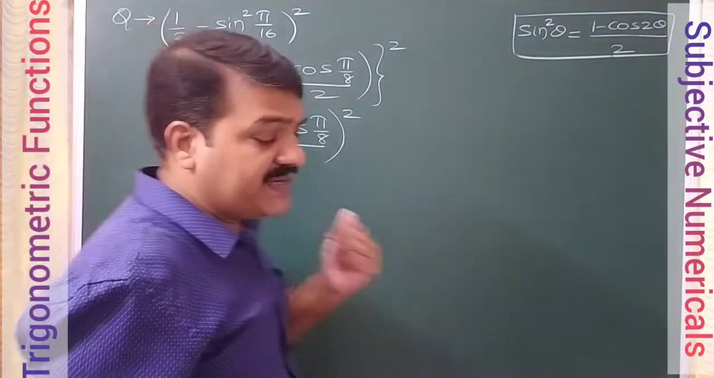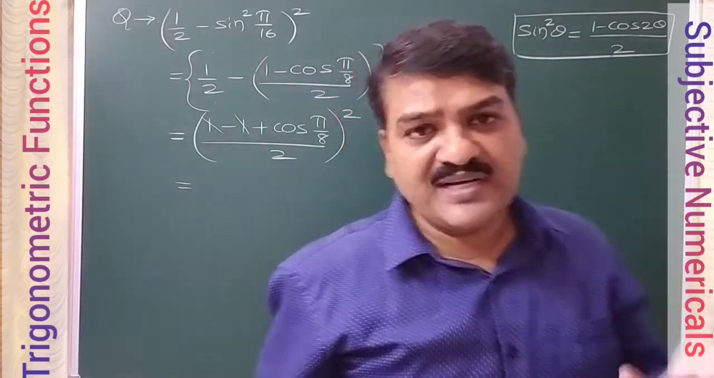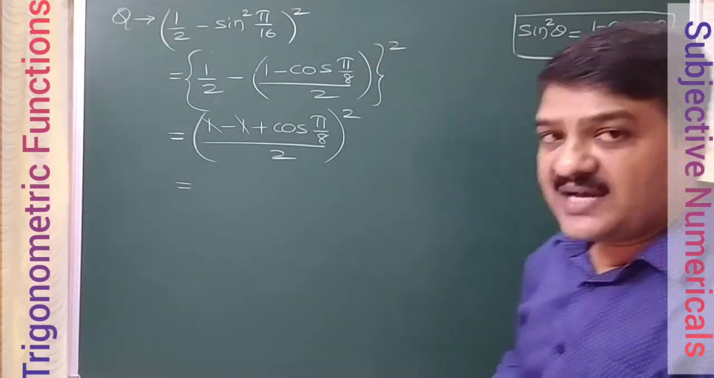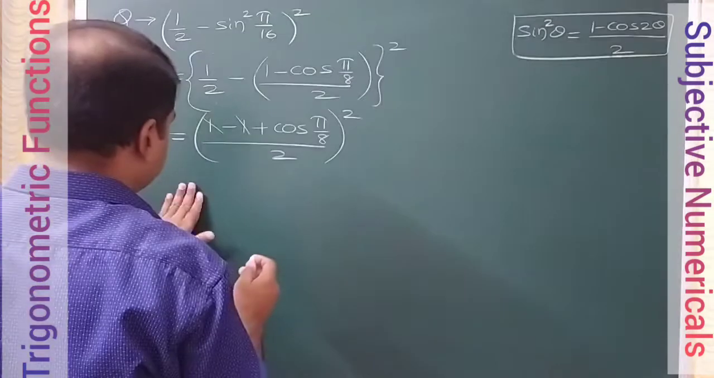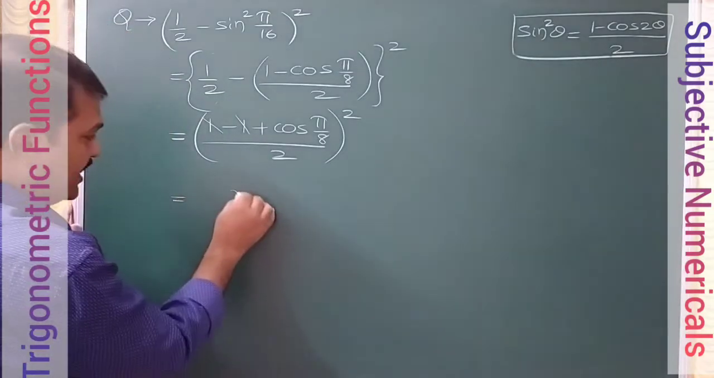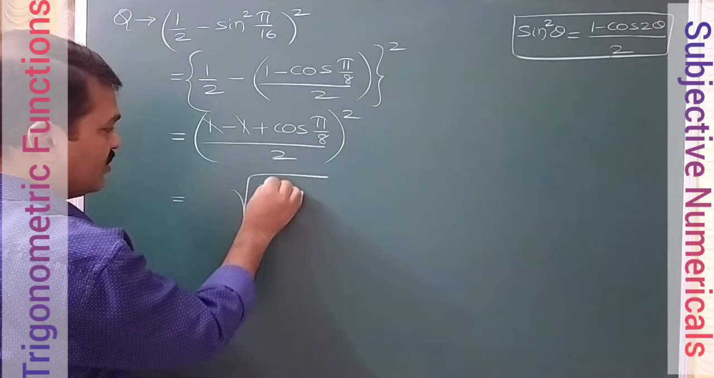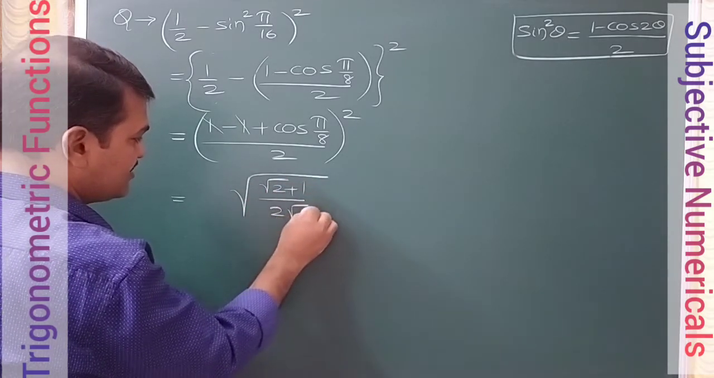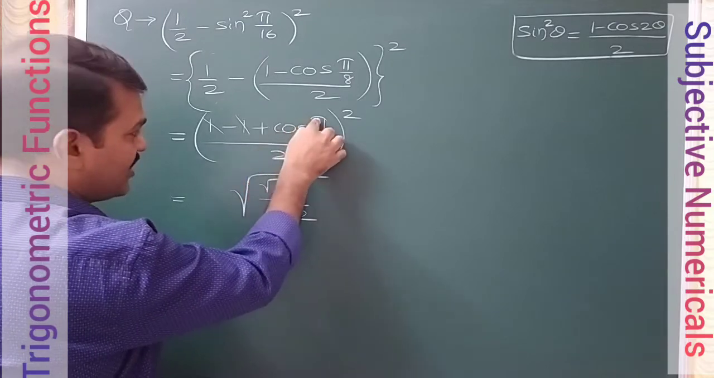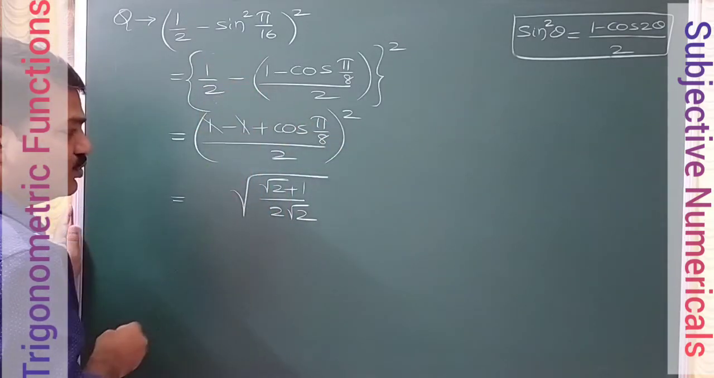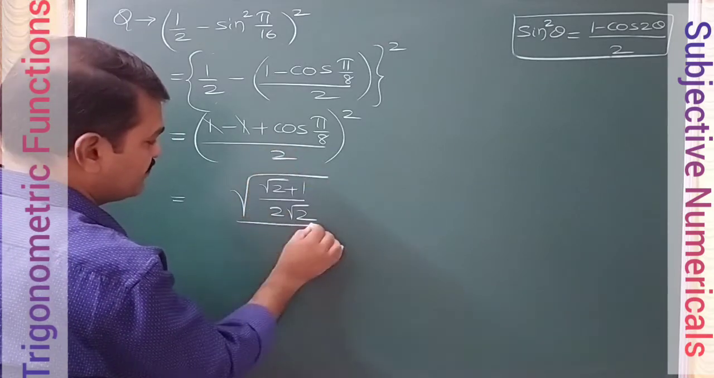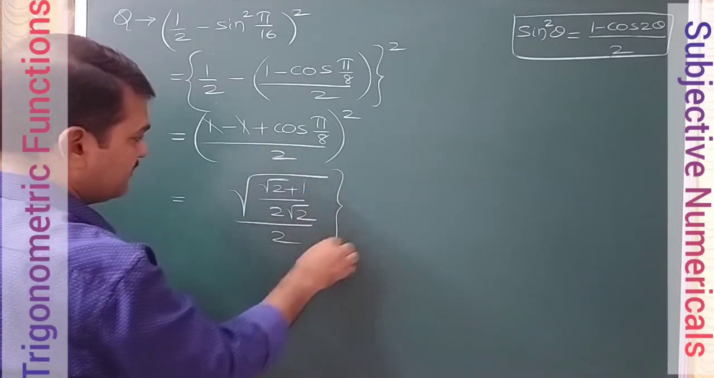What is cos pi by 8? Cos 22 and a half. So we know that cos 22 and a half value is under root 2 plus 1 by 2 root 2. So this is cos 22 and a half, that is cos pi by 8 value. Okay, and by 2 whole square.